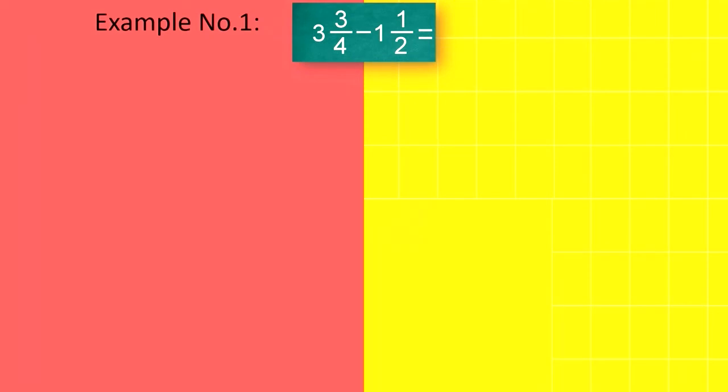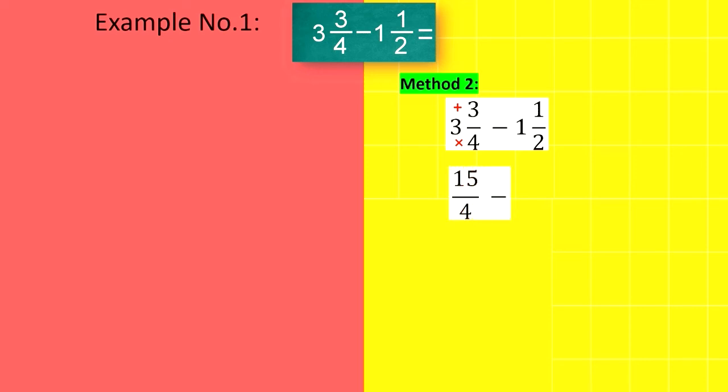In method number 2, we shall be converting the mixed numbers into improper fractions. So considering our previous equation of 3 3/4 minus 1 1/2, we shall convert these mixed numbers into improper fractions. Converting the mixed number of the first term, 3 3/4, it would be the denominator of 4 times the whole number of 3 plus the numerator of 3, which gives us 15. And then copy the denominator of 4. So the improper fraction of the mixed number 3 3/4 is 15/4.